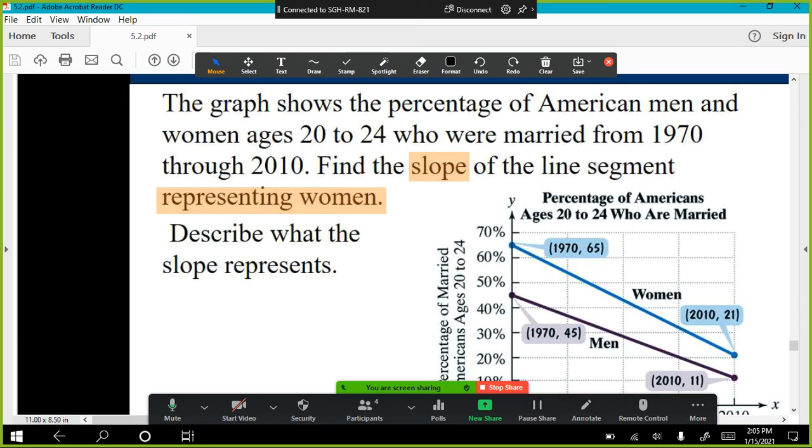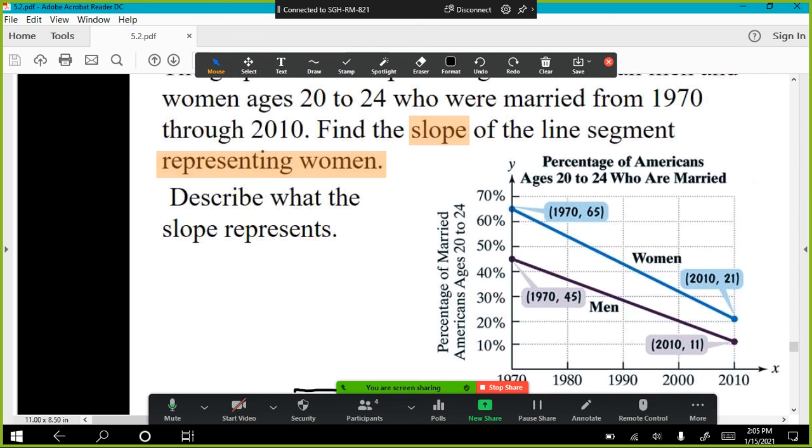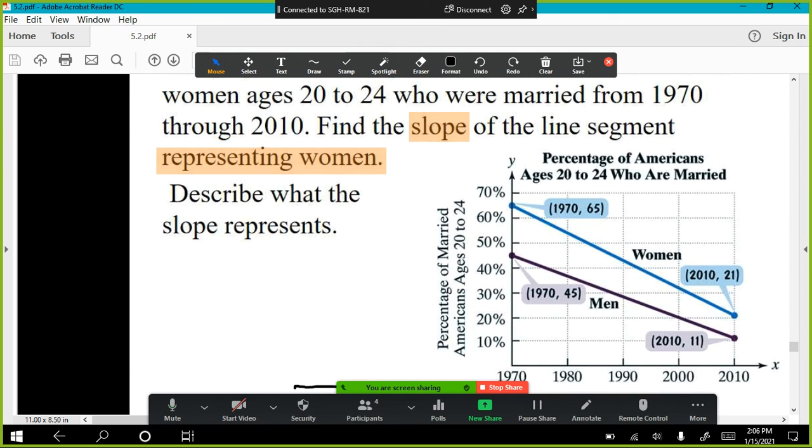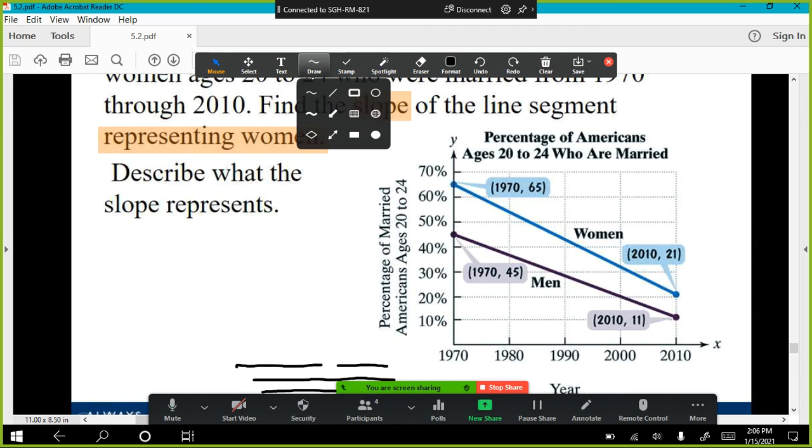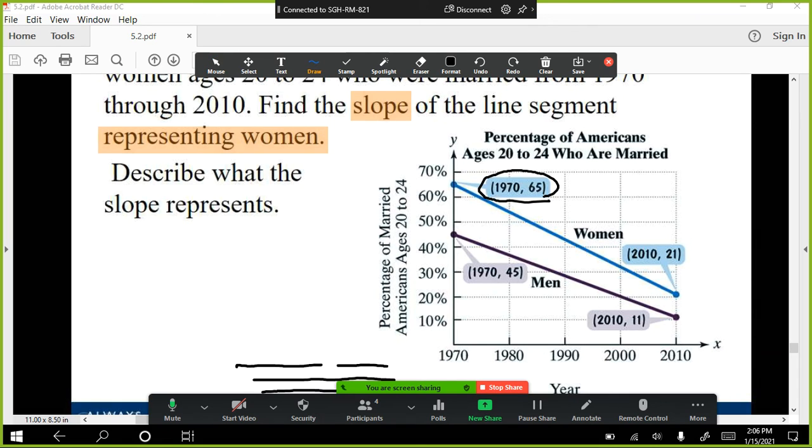All right. So here's the problem at hand. The graph shows the percentage of American men and women ages 20 to 24 who were married from 1970 through 2010. Find the slope of the line segment representing women. So the first thing we have to do, which one is the women? That's this top blue one. And notice they essentially give us 2 points on this line. Now, it doesn't matter what it is, if it's years, months, whatever, we can find the slope given 2 points.